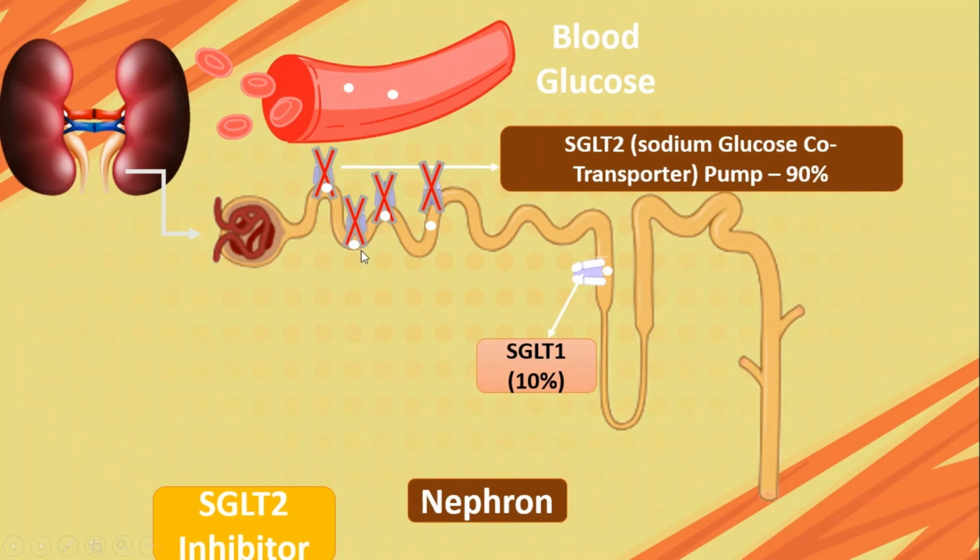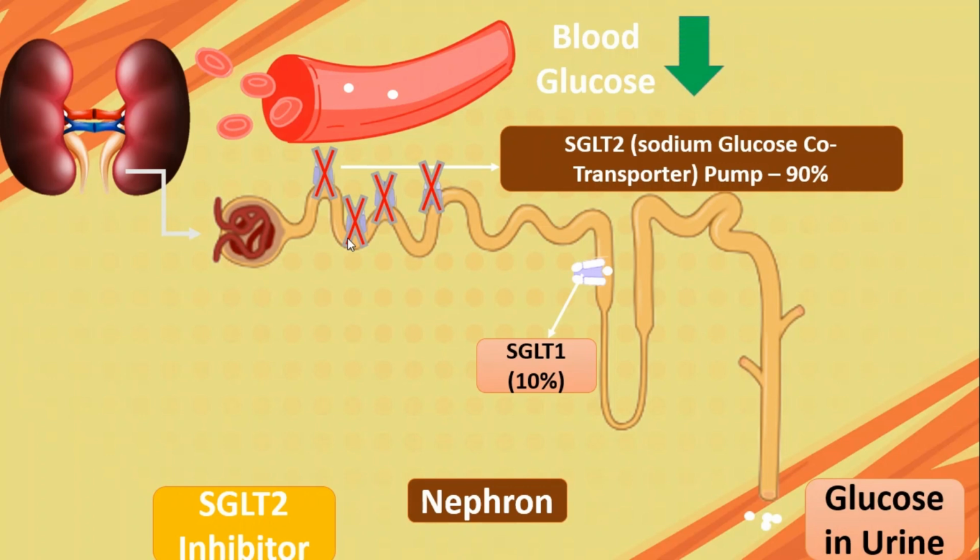Since the pumps are blocked, this transfer of glucose from the nephron to the blood is inhibited. Instead, the glucose starts traveling through the length of the nephron and is excreted in the urine. So glucose starts coming into the urine instead of going back to the blood vessels, and thus the blood glucose level declines. This is how the SGLT2 inhibitors work.